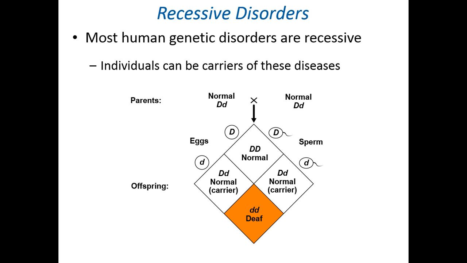Most human genetic disorders are recessive. So that means that the disordered individual is homozygous recessive. Heterozygotes are what would be called carriers, so they are normal in their phenotype, but they are actually carrying the disorder.